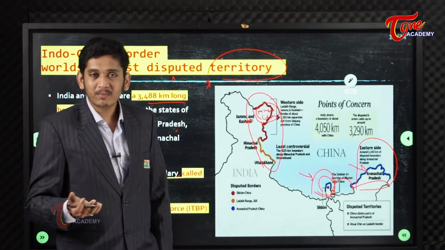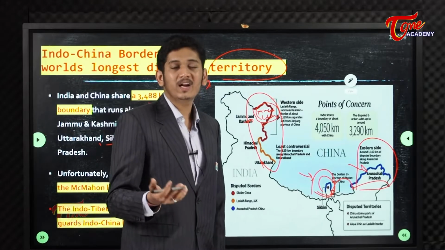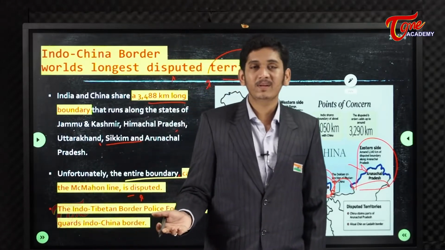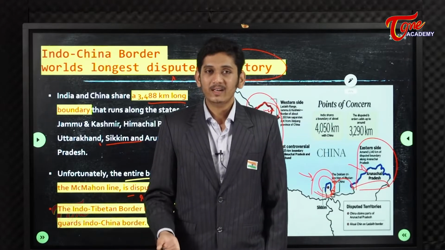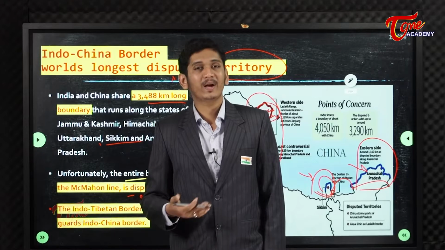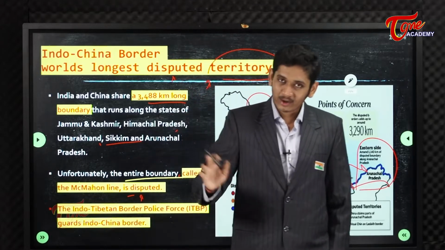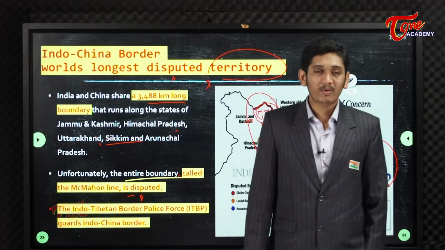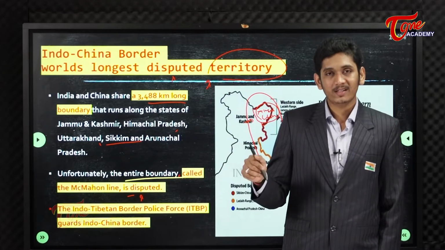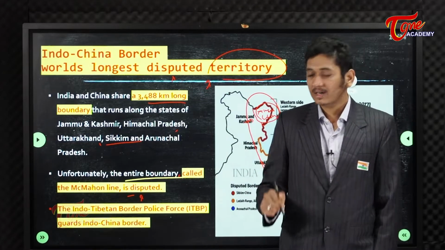When this agreement was made, it was made with Tibet, and China also said okay, fine at that time. In the 1800s it was happening. But then, when China occupied Tibet, China said no, we are not ready to recognize this McMahon line. Now we have to remember one point: the Indo-China border line is called the McMahon line.